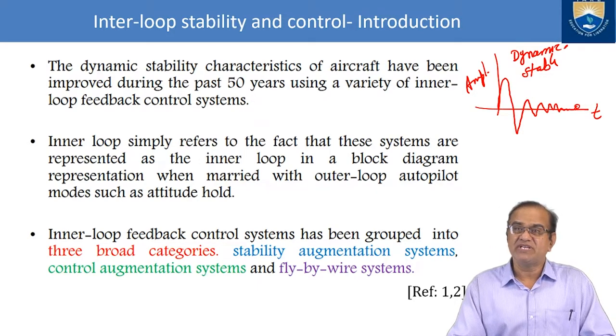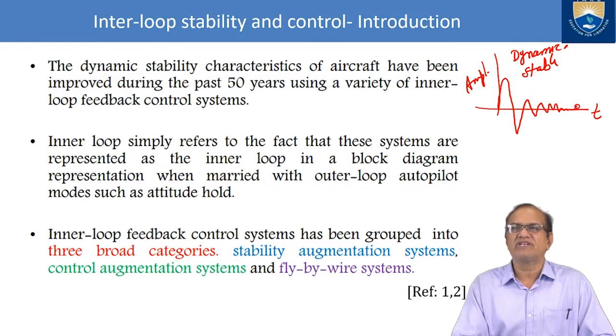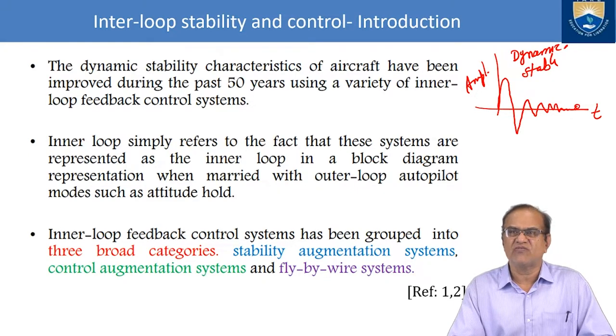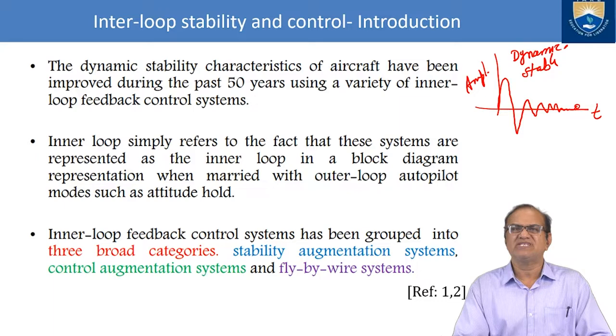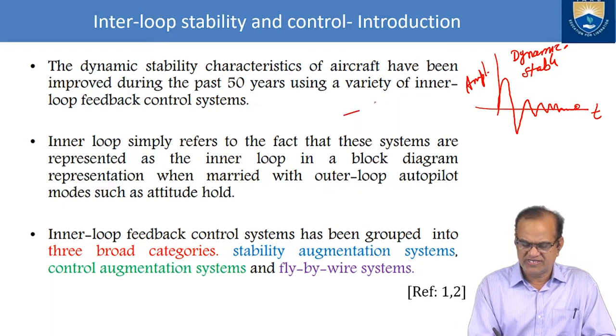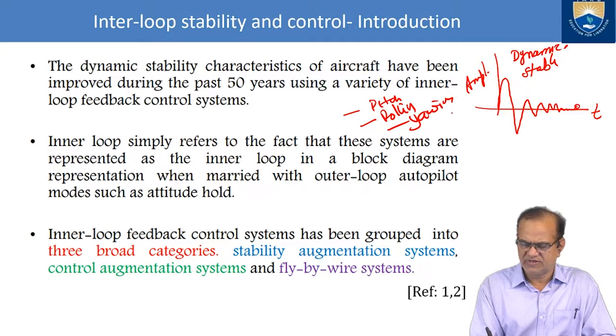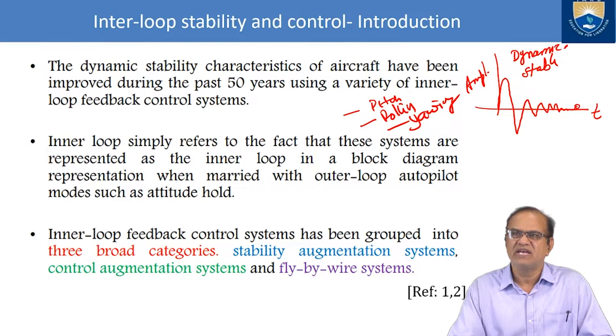The dynamic stability characteristics were previously in a very bad condition, but with the advent of new equipment and new systems, a lot of improvement has been experienced in the last 50 years. This is by the inner loop feedback control system. Inner loop simply refers to the fact that these systems are represented as the inner loop in a block diagram representation when married with an outer loop autopilot mode such as attitude hold. So it is basically for the inner loop, which is pitching, rolling and yawing. These are the three things which come under the inner loop system.